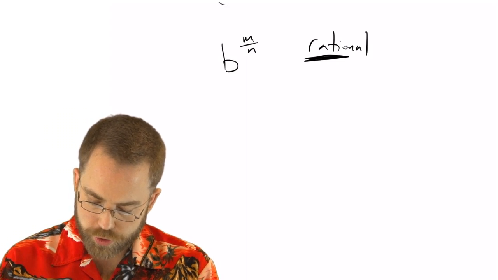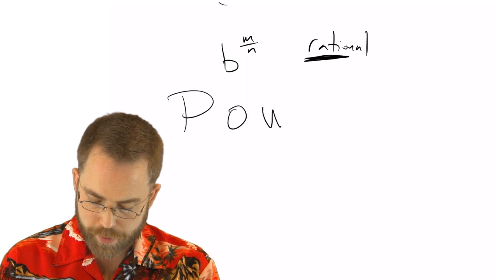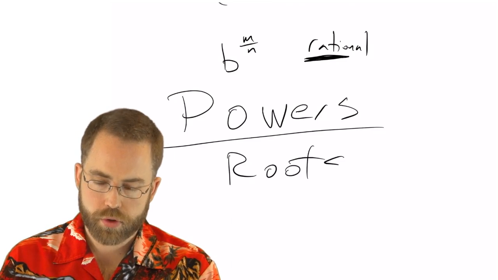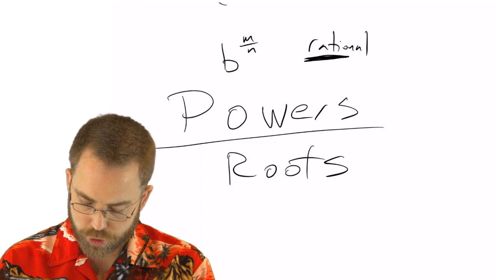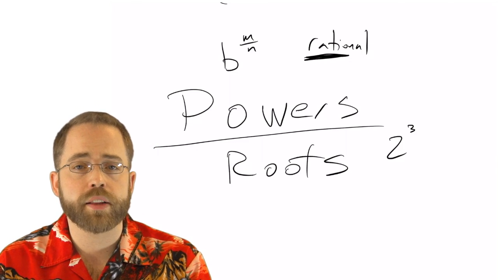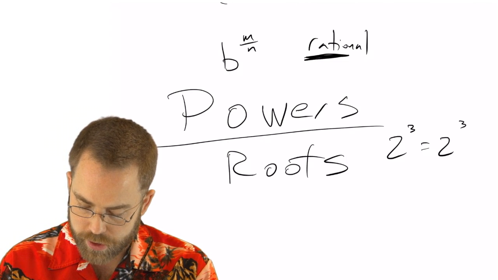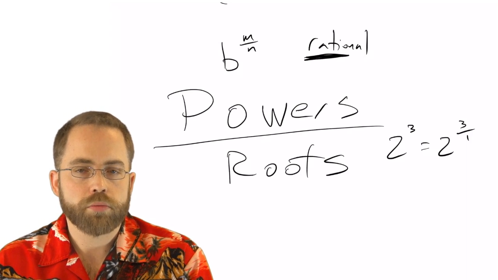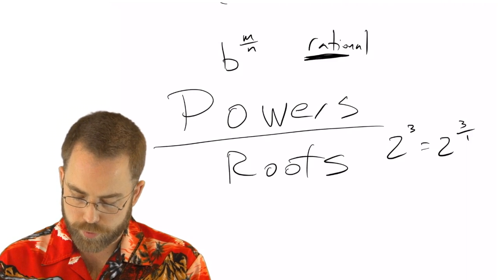So the way you should think about this is, I'm gonna write this huge because it's super important, powers over roots. Okay, so we've been talking about like 2 to the third. Well, I could write the number 3, the exponent there, as a fraction. That is 2 to the 3 over 1. So that's pretty obvious that that's the same. 3 is the same as 3 over 1.